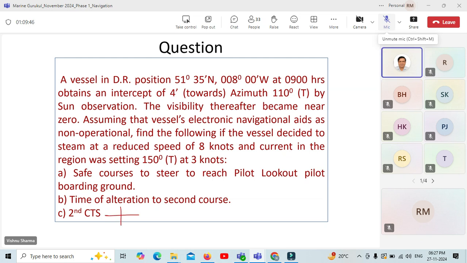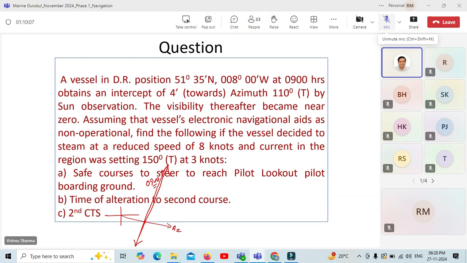You will get the PL by intercept. So you'll draw the azimuth of 110. You have an intercept of 4 miles. And this will be your PL, right, beta? Am I right? Marked by single arrows. This is the PL at 900 hours. Am I right, beta? Yes, sir.